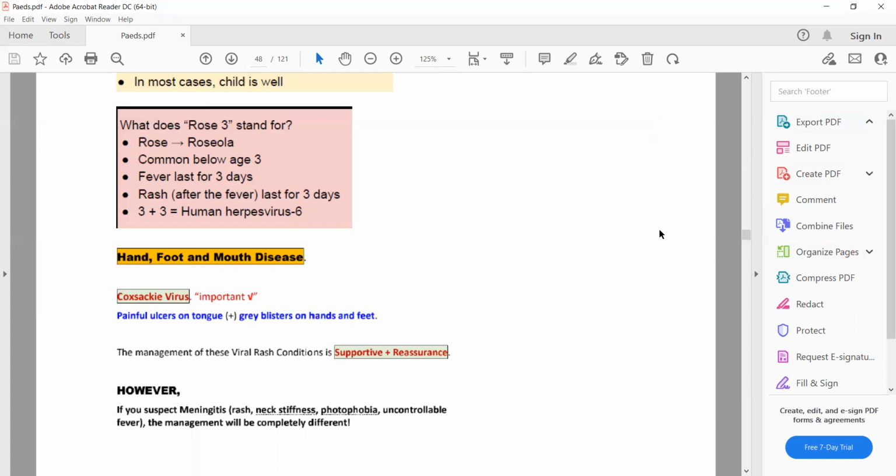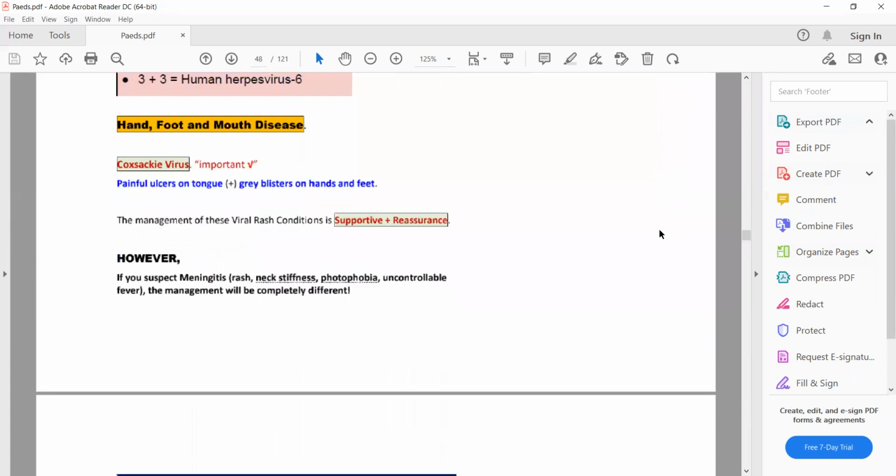Now another disease is hand, foot, and mouth disease. It is caused by Coxsackie virus: painful ulcers on the tongue, gray blisters on hands and feet. This is why it is called hand, foot, and mouth disease, because it affects these three areas. Our diagnosis will be hand, foot, and mouth disease, and it is caused by Coxsackie virus.